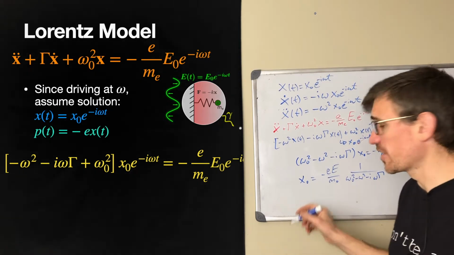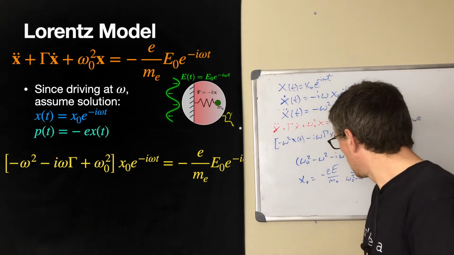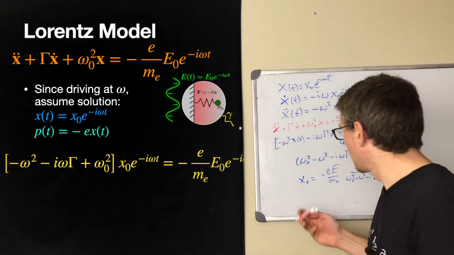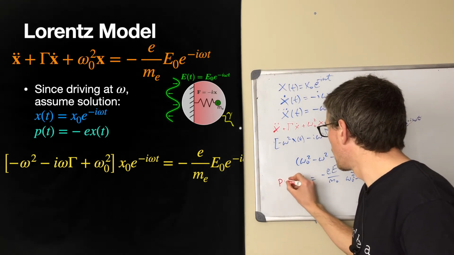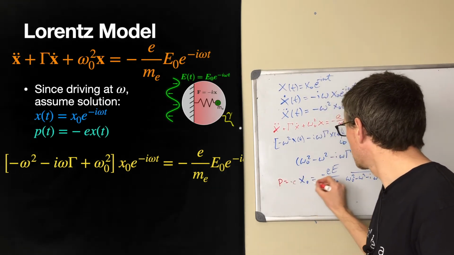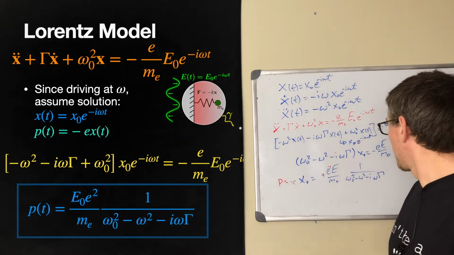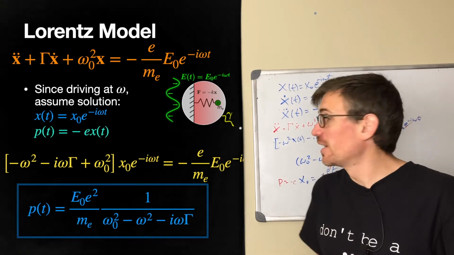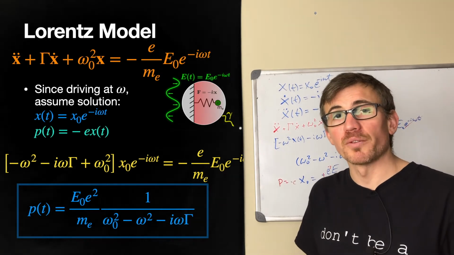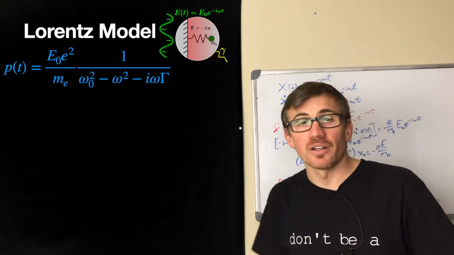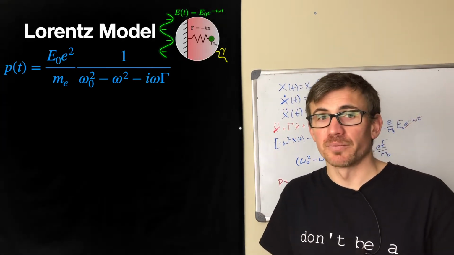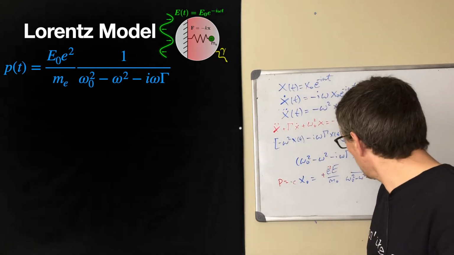All right, and if we wanted the dipole moment, let's just get the dipole moment. I just multiply this by the charge, minus e, and we have the dipole moment. So that is a nice way of solving an equation by looking at the possible form of the solution. Okay, so here's our Lorentz model. Here's our solution.